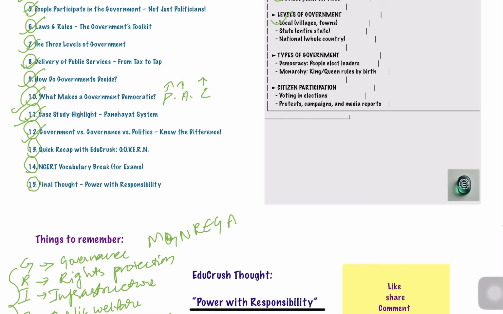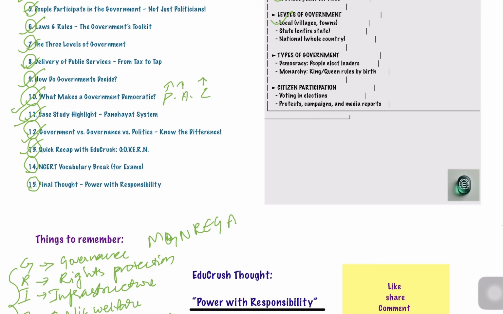Yes. Let's deal with the 12th one, government versus governance versus politics. Know the difference. Government is the body that rules, governance is the way the government functions, politics is the process to get into government via elections. So the EduCrush step: don't confuse political fights with governance performance.